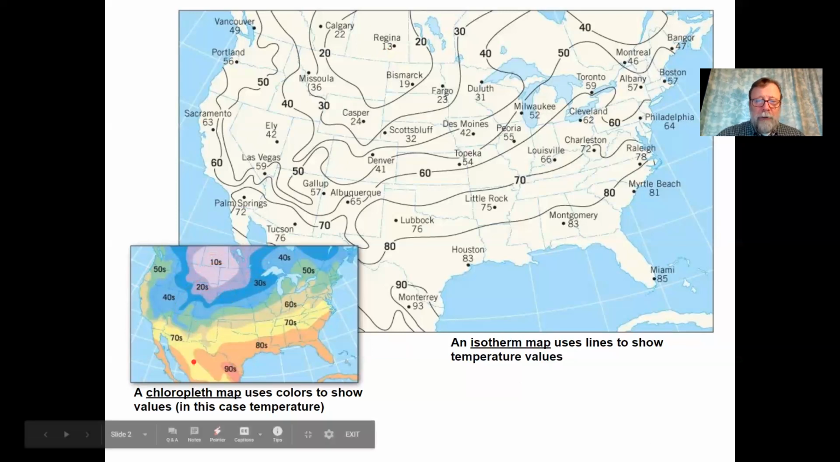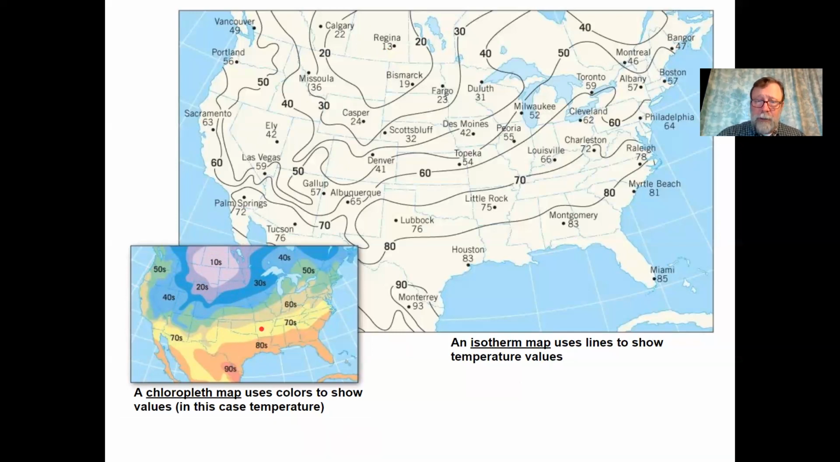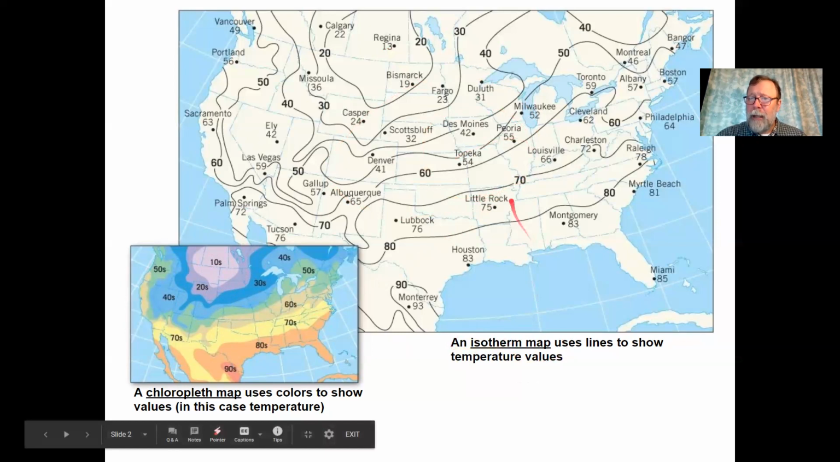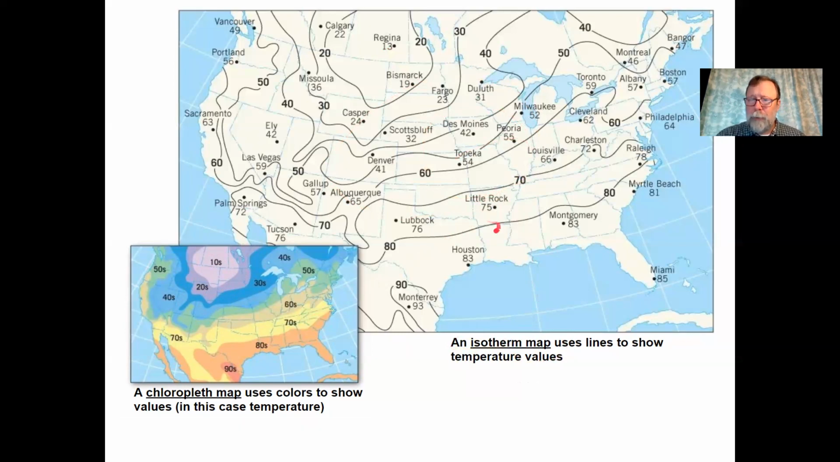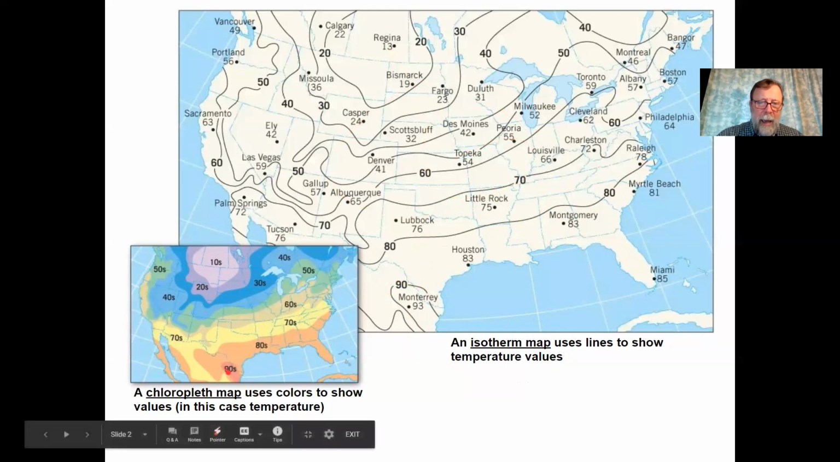So it turns out that if we look at the lines that divide the colors, they are essentially the same lines that we see here. In fact, this chloropleth map is showing the same data as this isotherm map. So what's an isotherm? An isotherm is a line connecting points of equal temperature. So that is, this line right here is the 80-degree Fahrenheit isotherm. The line down here is the 90-degree Fahrenheit isotherm. You see these lines are the same as the lines shown here.